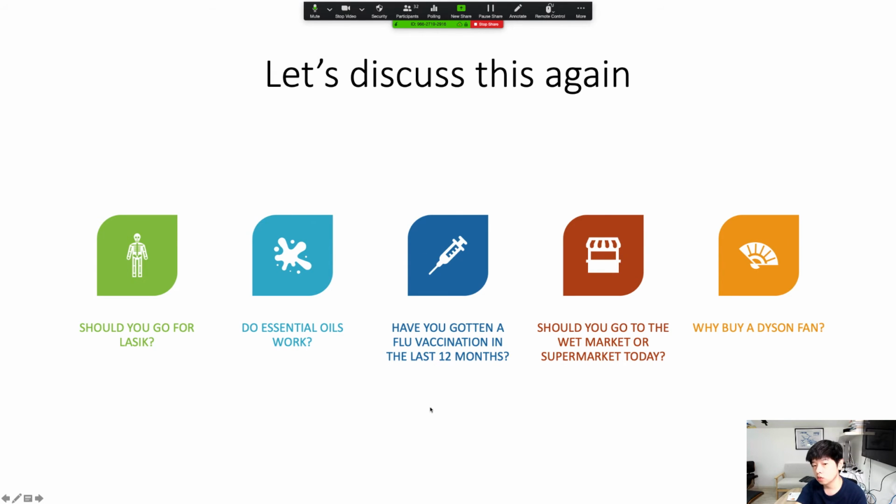So the answer to this is no, because of the imperfect information, we are going to over-consume trips to the supermarket. We're going to over-consume trips to the wet markets because we currently suffer from imperfect information. Our perceived costs of going to the wet market are actually significantly lower than the actual costs. So here is basically a graph.